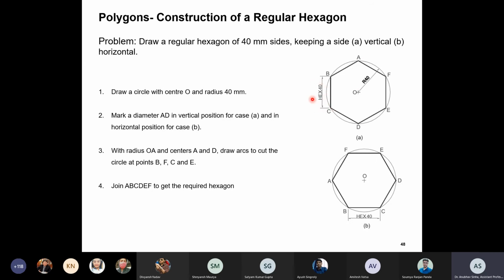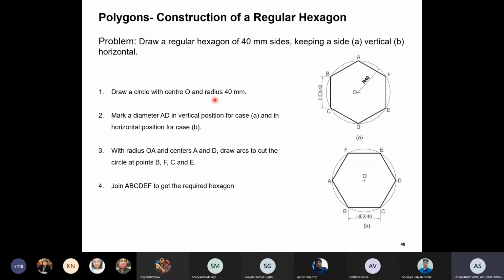This number should be on the left side of this line, either on top or on the left side. And these construction lines are lighter than this; this final line is darker. So this is how I should make it.